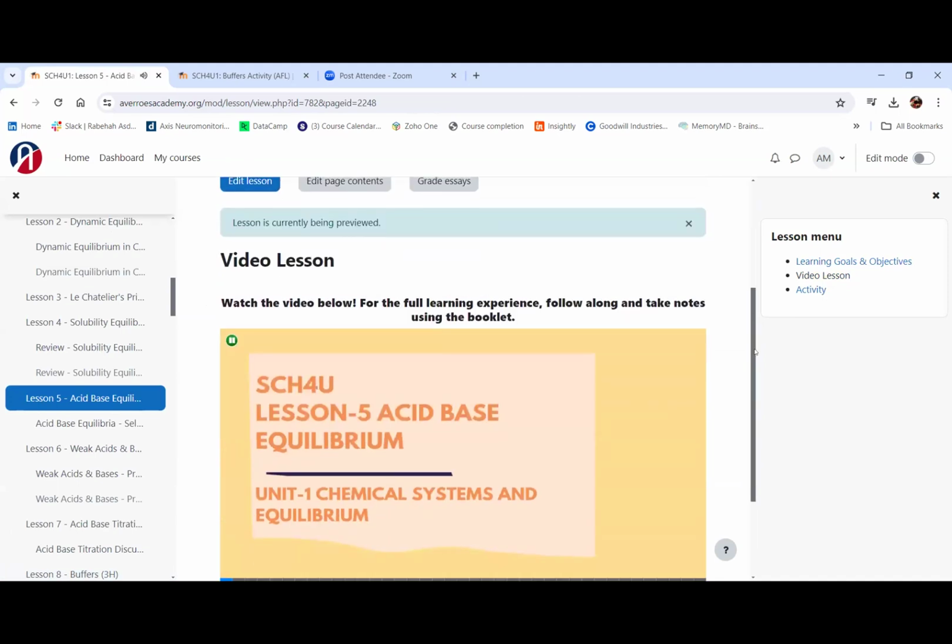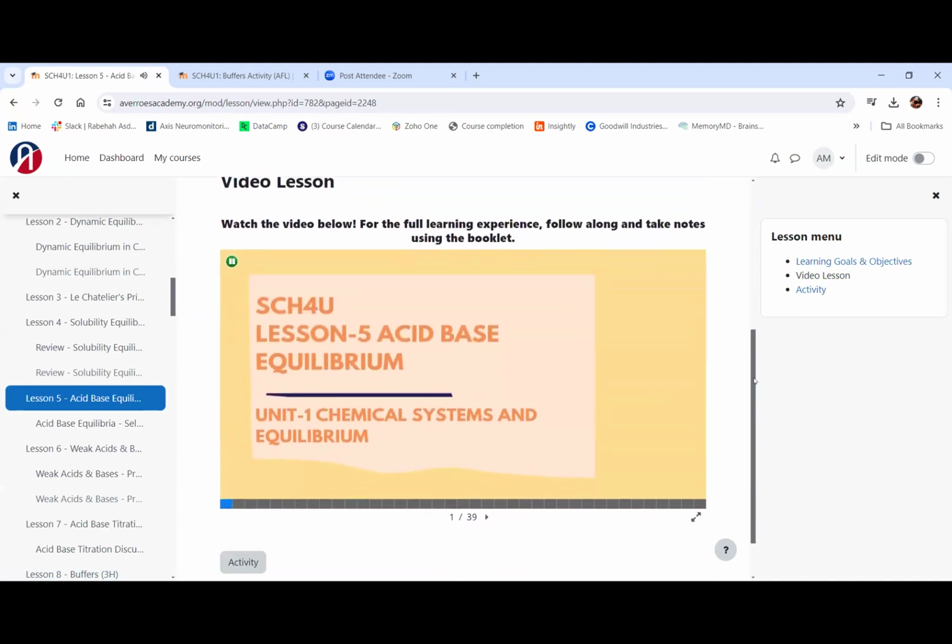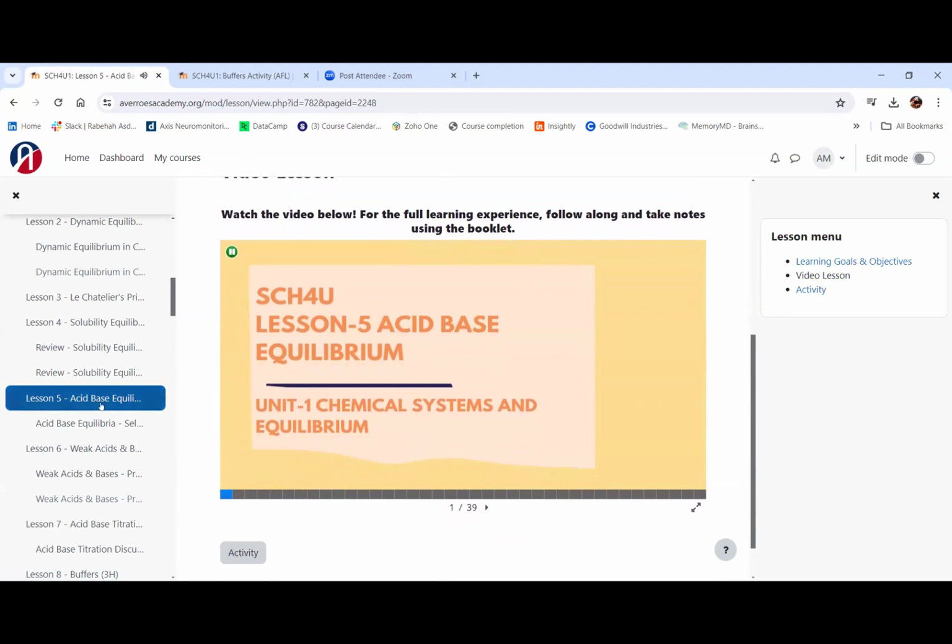Hello everyone and welcome to Unit 1, Lesson 5. Today we're talking about acid-base equilibrium, so let's get started.